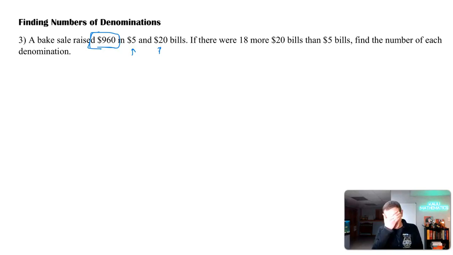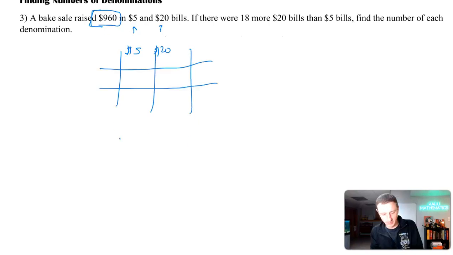Now you could set up a whole system of equations, but let's just not do that. Let's just set up a little bit more of a linear path, if you will. So let's see. Let me try setting up a table here. I'm trying to figure out an easy way to translate this over, because we're dealing with the same information twice, because we have the value here. But I have 18 more $20 bills than $5 bills.